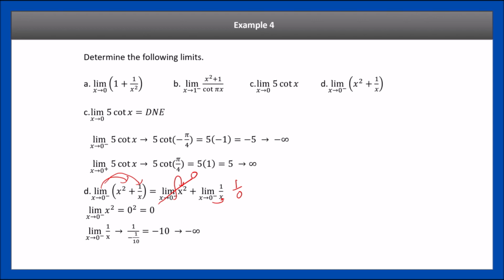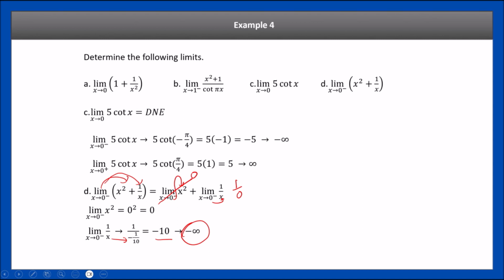Let's plug in a number such as negative 1 over 10. Negative 1 over 10 is to the left of 0, right? So let's go ahead and plug that in. Well, if we do that, 1 over negative 1/10 is negative 10. So that's a negative number, which gives us negative infinity. So on the left side, it is negative infinity.